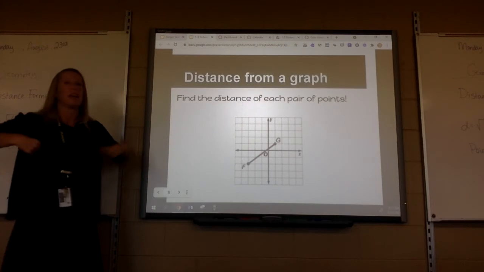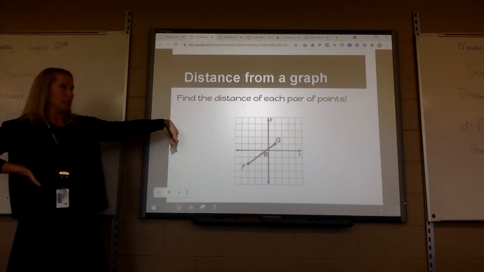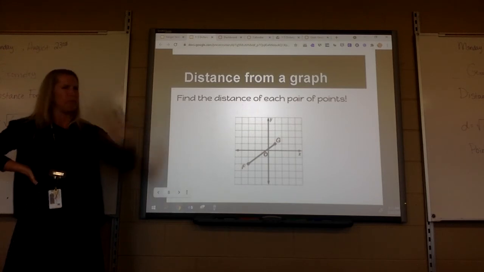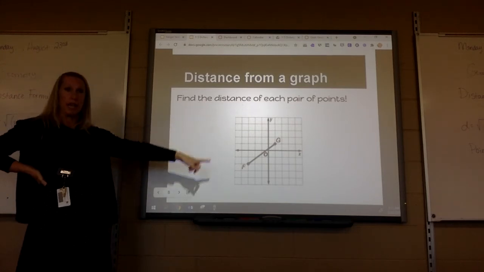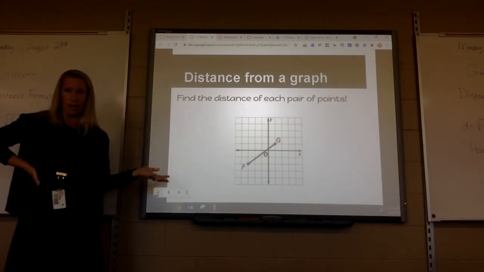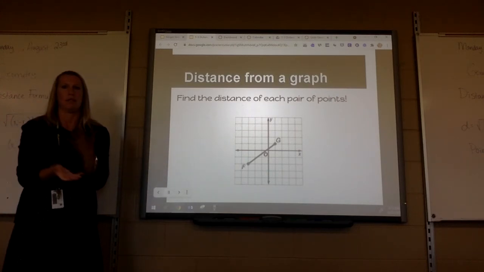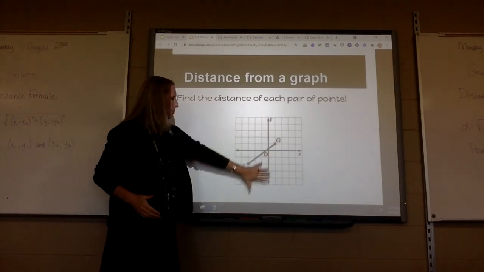Okay, this one is on your assignment today. So I don't remember which number it is. I feel like it's maybe number 5, but let's do this one together. You might want to write it down. So the problem with this one is I don't know my points. I have to figure out what my points are because it's just a picture.